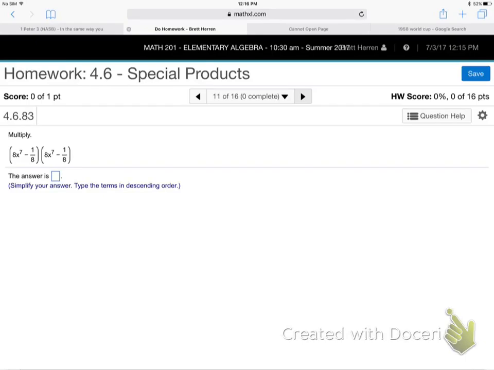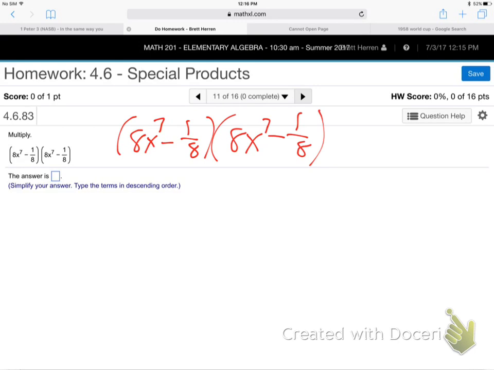All right, so 8x to the 7th minus 1/8. 8x to the 7th minus 1/8. Can you do that one? So just be careful. Remember, when a whole number multiplies a fraction, it goes to the top because it's over 1, right?